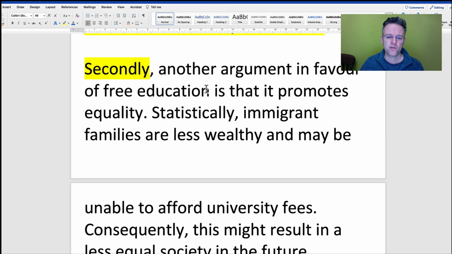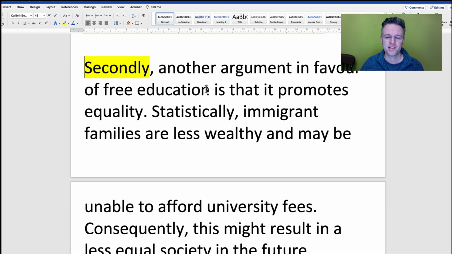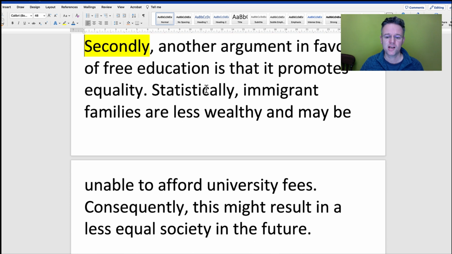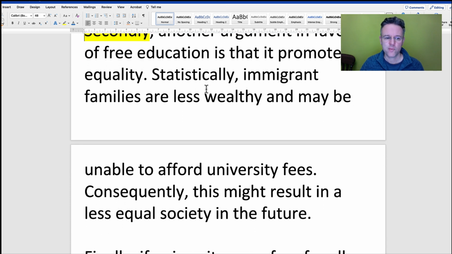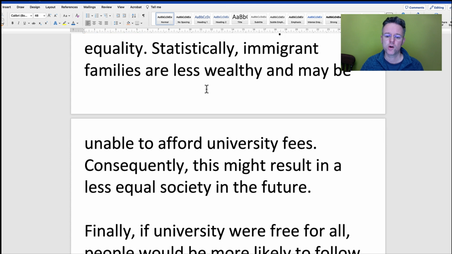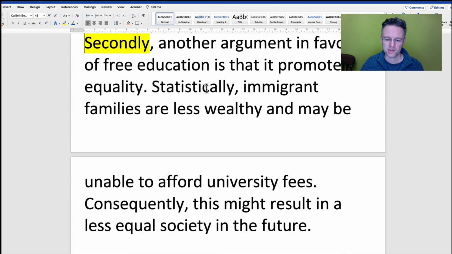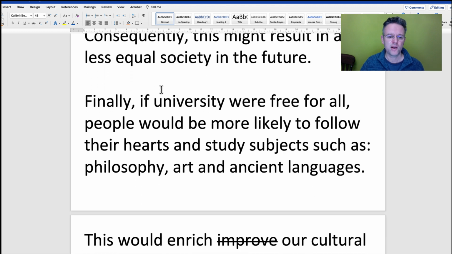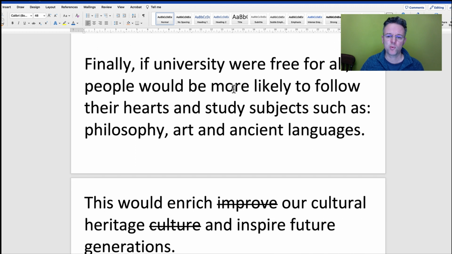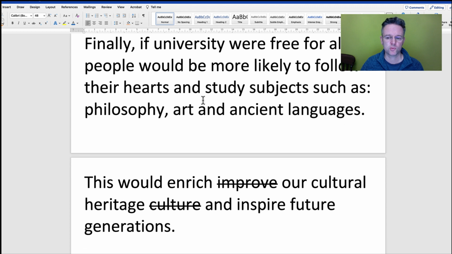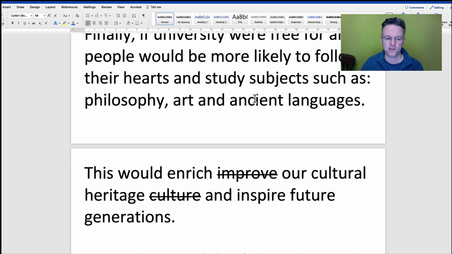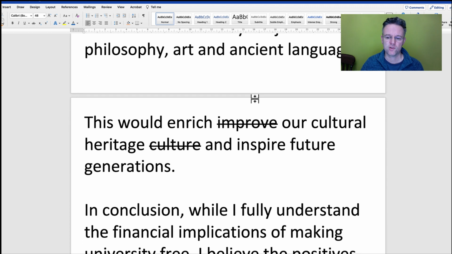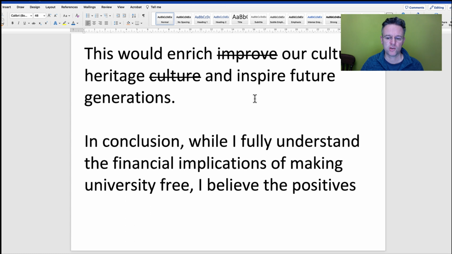Secondly, another argument in favour of free education is that it promotes equality. Statistically, immigrant families are less wealthy and may be unable to afford university fees. Consequently, this might result in a less equal society in the future. Finally, if university were free for all, people would be more likely to follow their hearts and study subjects such as art and ancient languages. This would enrich our cultural heritage and inspire future generations.